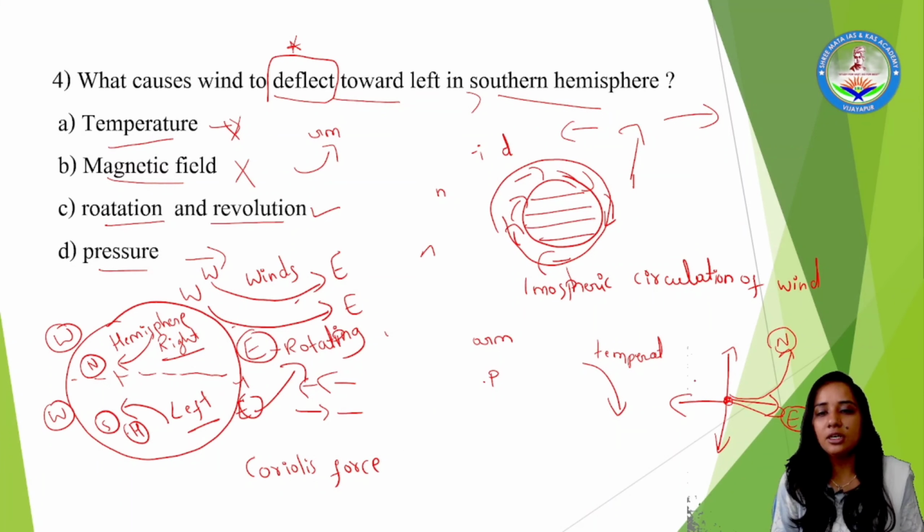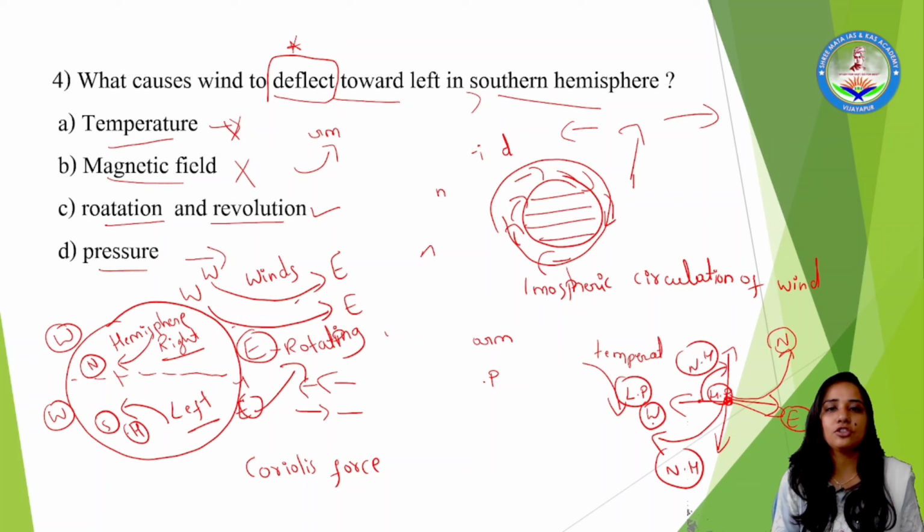The wind which is traveling from the origin point towards the west, because here the high pressure area is created at the center and the low pressure area is created in the western region. The wind will try to move from high pressure area to low pressure area. Instead of traveling straight, what will happen if it is in the southern hemisphere? Wind will always travel in the left direction. And if the originating point is in the northern hemisphere, wind will travel in the right direction. This is the cause for the deflection of the winds.